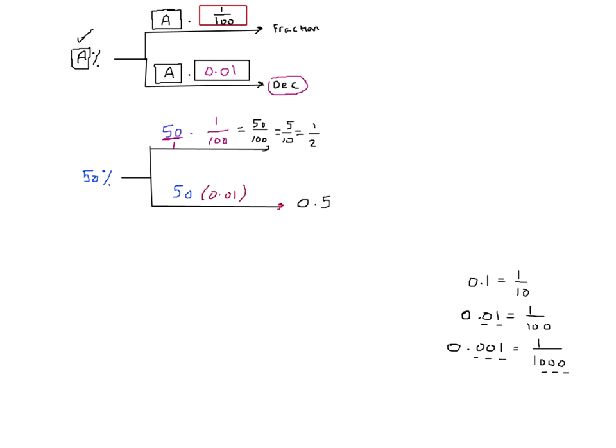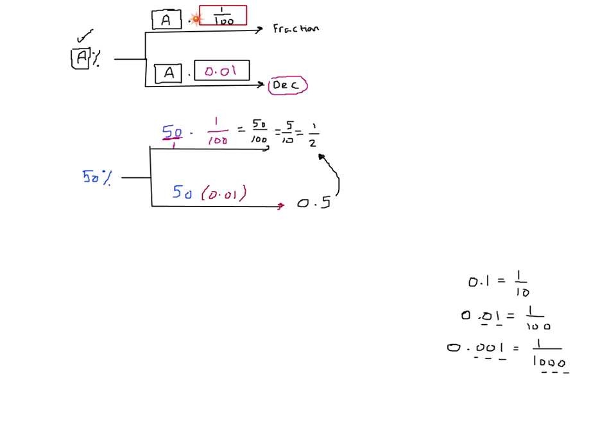So that should make sense. 0.5 is 1/2, right? Even if I didn't want to go this route, multiplying 50 by 1 over 100 to get the corresponding fraction, I knew 50% is 0.5. So 0.5 is 5 over 10. If I reduce it, I get 1/2. So that should make sense. 50% means half of something, or 0.5. So these are the factors that you have to remember to convert.